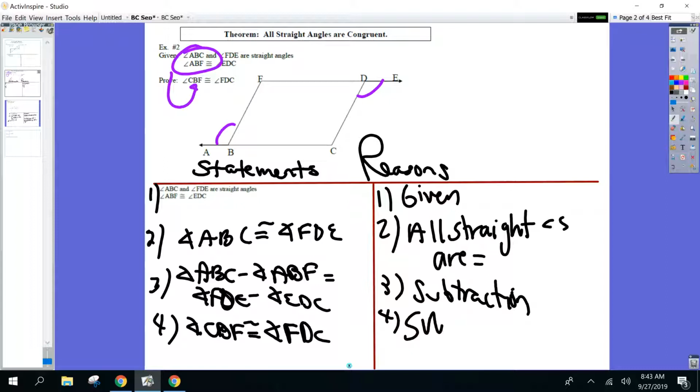Substitution. Why are we randomly standing? I'm sorry, I don't. You can go get some paper towels if you need it. Okay, all good?